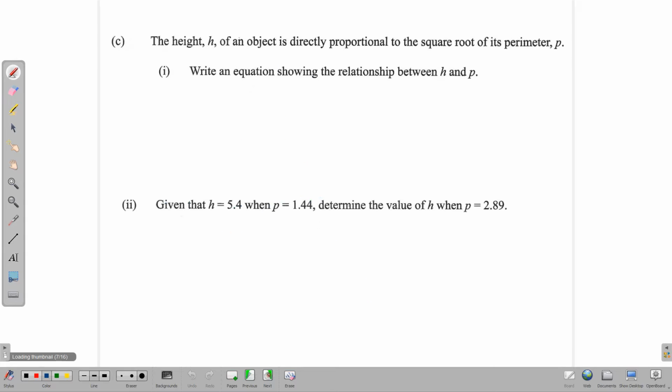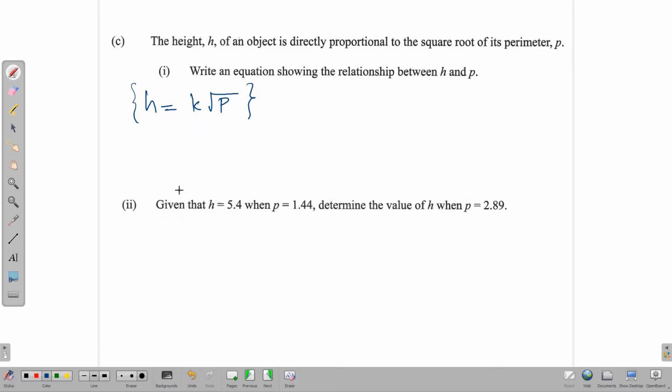Next question is part C. The height of an object is directly proportional to the square root of its parameter. And we're supposed to write an equation to show the relationship between h and p. Now, if it's proportional, it means that it has a multiplier in there, some constant. So the height is equal to some constant k multiplied by the square root of p. And so this is the general equation. We're going to find a more specific equation later on.